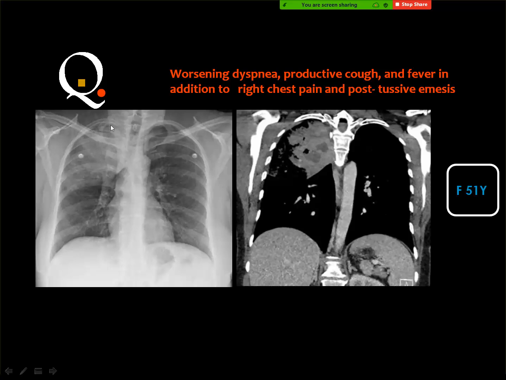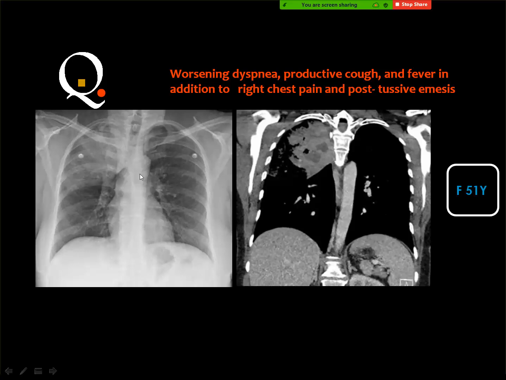Bronchogenic carcinoma. I swear that tumor will destroy the apex of the lung. And this is not that tumor. This is a consolidated area with central breakdown and some air loculi inside.